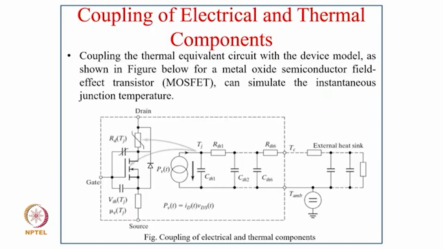So, coupling of electrical and thermal components. Coupling of the thermal equivalent circuit with the device model, as shown in the figure below for a metal oxide semiconductor field effect transistor, can simulate the instantaneous junction temperature. As you can see, the device with the complete thermal equivalent of the different parts finally goes to the external heat sinks, also from the device to the equivalent circuit.